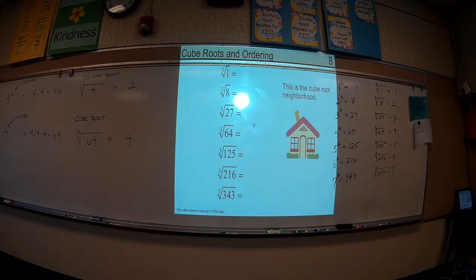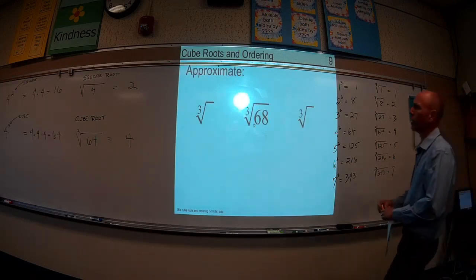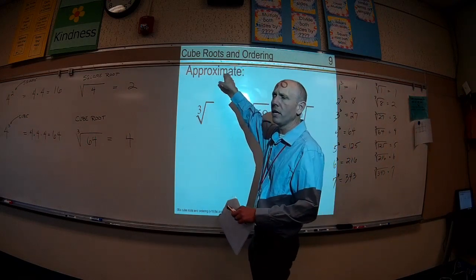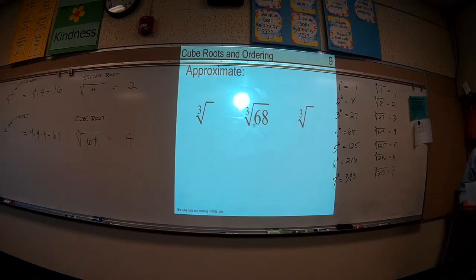Eva, what's your favorite number today? 27. That's a good one. That's a good number. So let's do some approximation in our notes. We're going to approximate this. So can you write down the word approximate? And we'll start building our neighborhood. Get a neighborhood ready to go for me.